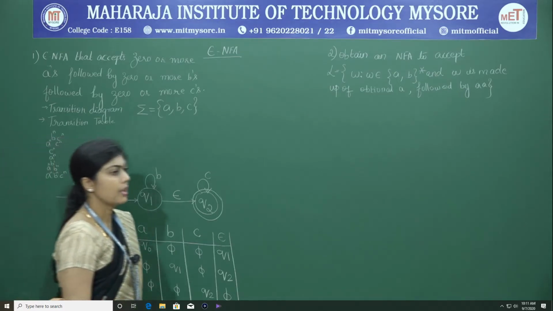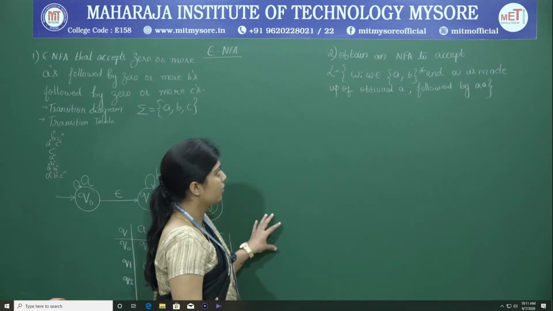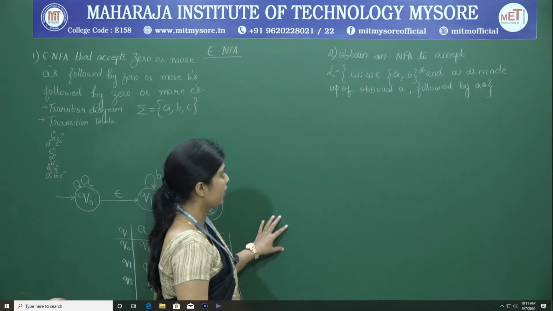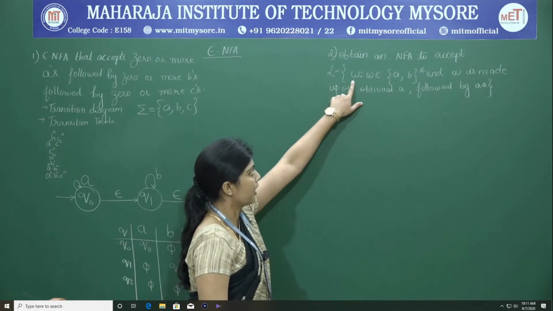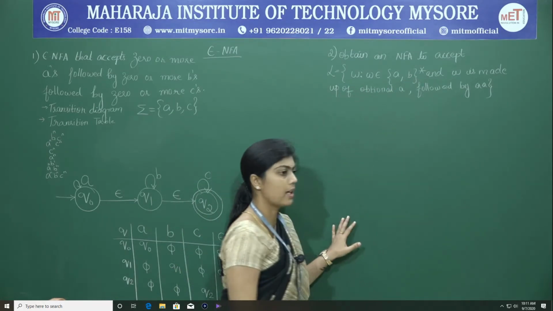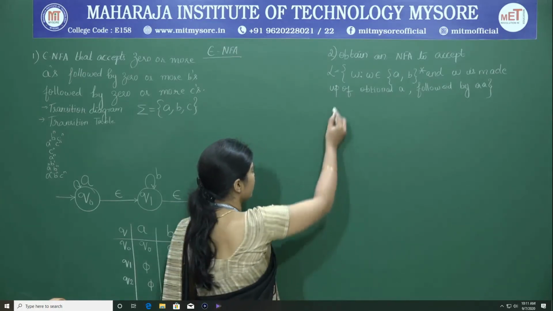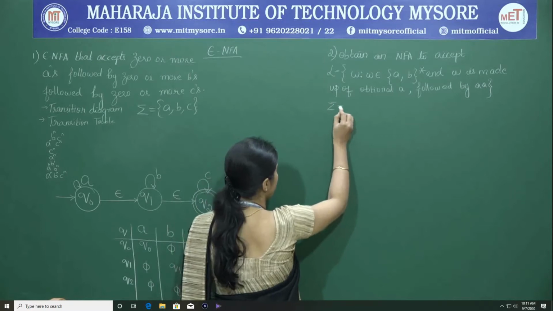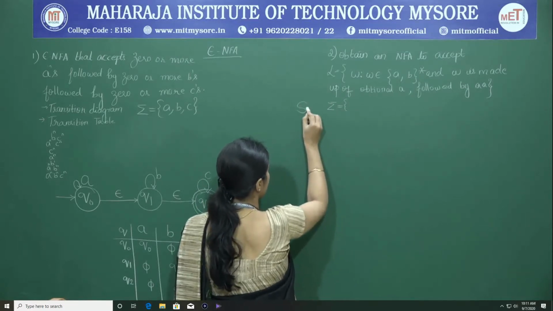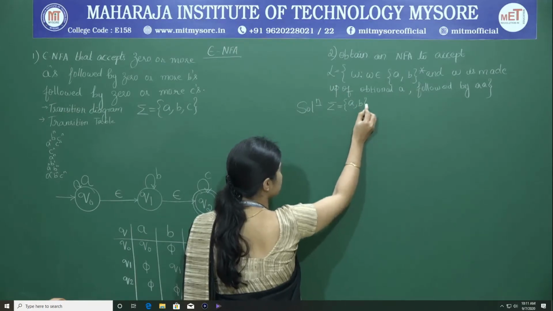Next, we will look into the next problem here. We will have to obtain an NFA to accept a language such that a string W belongs to (A, B) star. (A, B) star says that it can have any number of A's and any number of B's. Therefore, immediately we can define the sigma for this solution, and the sigma is nothing but {A, B}.